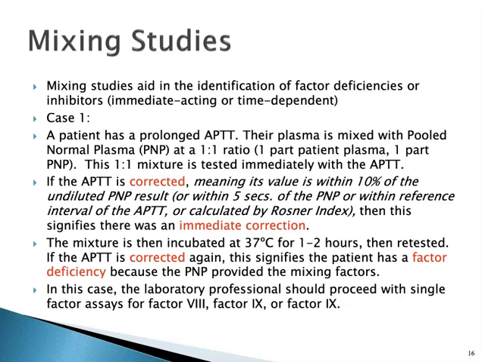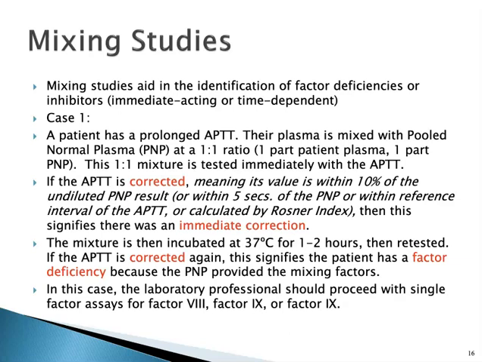If the APTT is corrected, which means if the new tested APTT gets corrected, it means that its value is within 10% of the undiluted PNP result. Then this means that there was an immediate correction. If you get a correction, you must make a new mixture of a 1-to-1. So take 1 part patient and 1 part PNP and incubate that for about 1 or 2 hours. The reason why we have an incubation period is because we might have time-dependent inhibitors that will come up to the light once the sample gets incubated. Then you test that sample again.